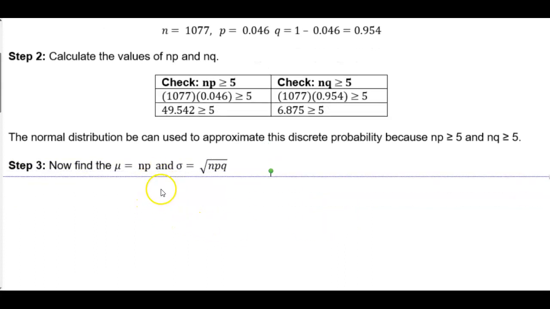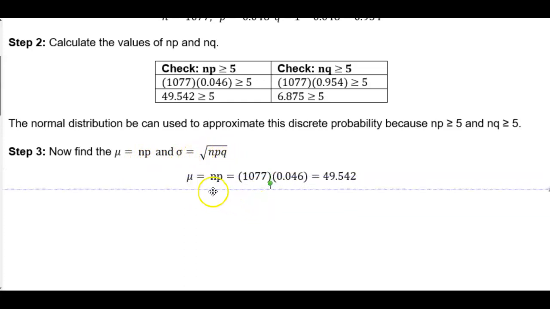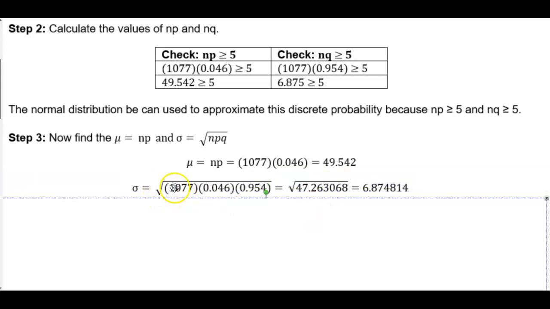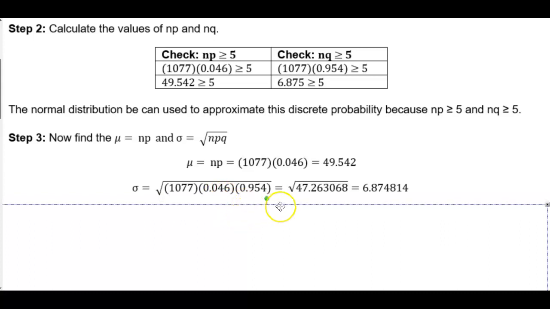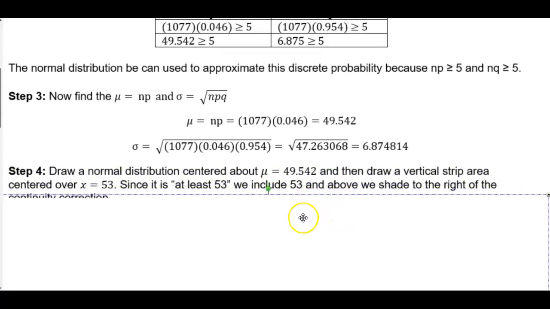Now we want to find the mean and the standard deviation. The mean is equal to n times p. Standard deviation is equal to the square root of n times p times q. So the mean is 1,077 times 0.046, which gives us a mean of 49.542. Standard deviation is equal to the square root of 1,077 times 0.046 times 0.954. We get the square root of 47.263068. Rounding that to 6 decimal places gives us 6.874814.